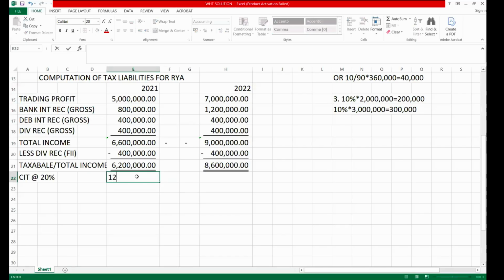1,240,000. So you also calculate 20% of 8.6, which is 1,720,000. Out of this, you now say less withholding tax claimable. Out of this, we have a withholding tax claimable from a total of what?